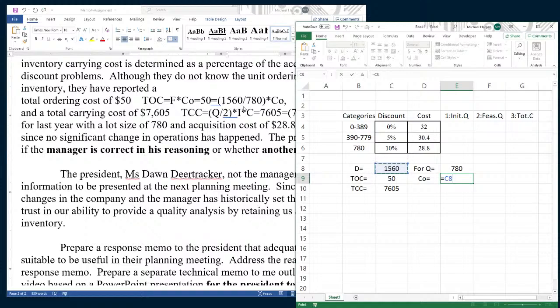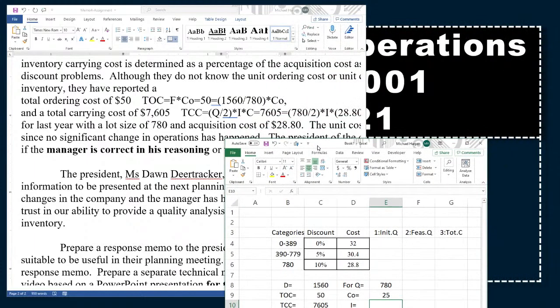Where's it at? Divided by, well, first of all, it's going to be 50. Whoops. Here's our equation right here. It's going to be 50 here, divided by, parenthesis, our 1560 divided by 780, because that's our frequency. So we have a unit ordering cost of 25. Then we have our I here. And so, well, we're going to have to probably solve this also.